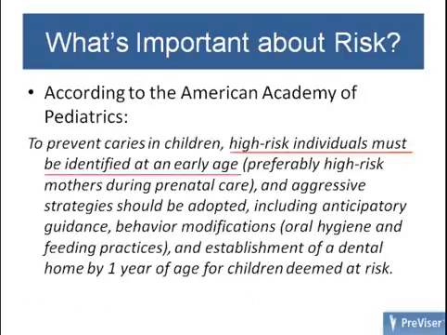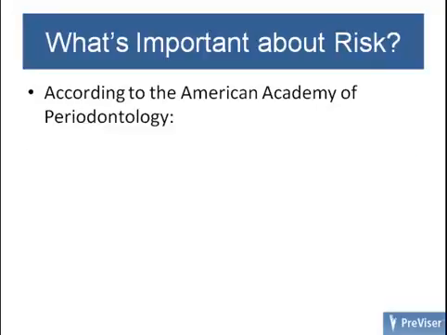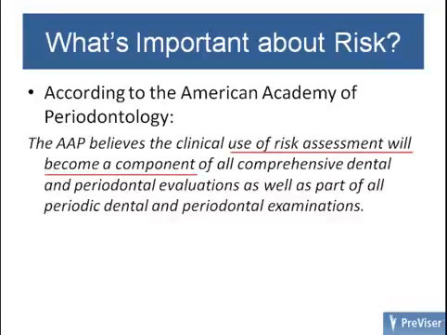For example, the American Academy of Pediatrics recommends that all children should be risk assessed for caries at an early age. The American Academy of Periodontology has the view that risk assessment for periodontal disease will become a standard of care incorporated into all comprehensive and periodic oral evaluations and examinations.